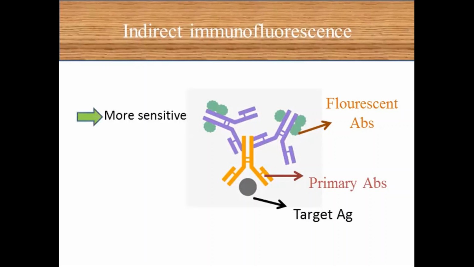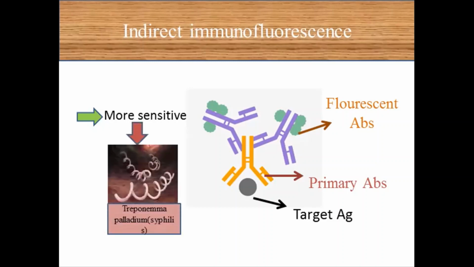It is more sensitive than direct immunofluorescence. What is the reason? Because in the direct method, only one fluorescent antibody is bound per target molecule. In the indirect method, two or more antibodies bind to the primary antibody, which is bound to the target. So in this case, more light is emitted and the image is clear. An application of indirect immunofluorescence is Treponema pallidum.